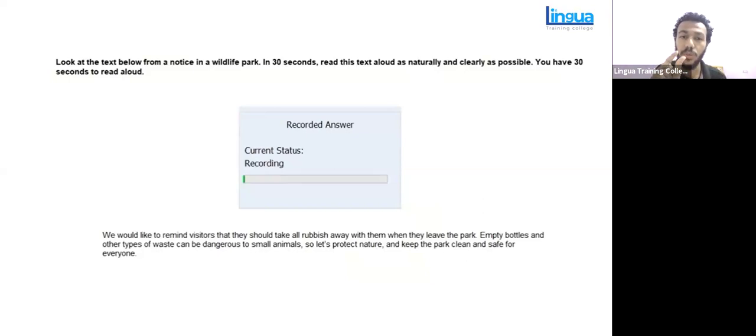I also need to practice linking words together: take all rubbish away, leave the park. So maybe if I had comments from my teacher that I need to focus more on pronouncing P and B, that's the time to make sure you get the pronunciation correct before you start recording. Because in this text we have lots of P's and B's: park, and rubbish before it, empty bottles.